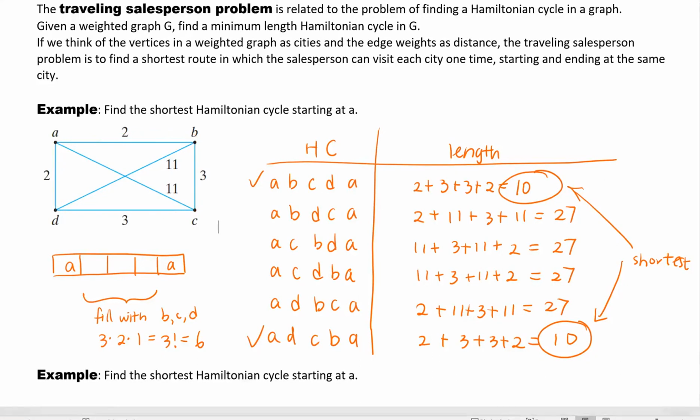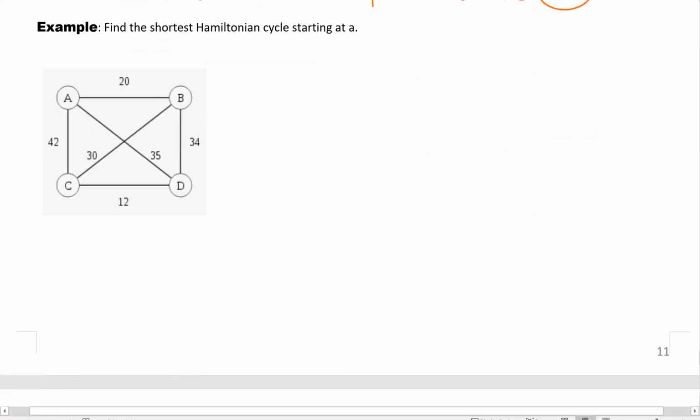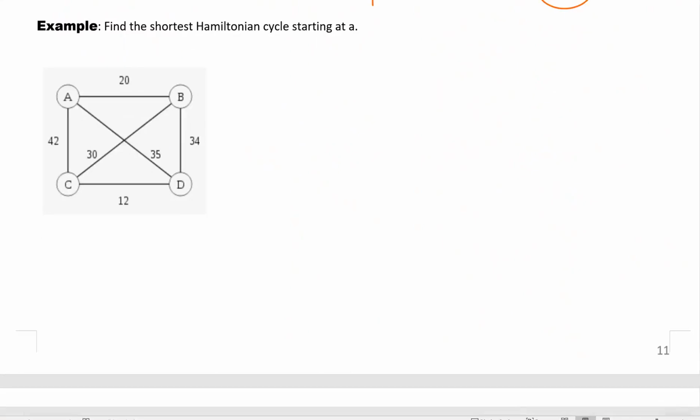So far, so good, everybody. Next, I hope you can try this at home. Please work on this problem and pause the video here. Are you done? Let's check our work. We have the same graph, but just the weights are different. So we still have 6 possibilities. What are those 6 possibilities?